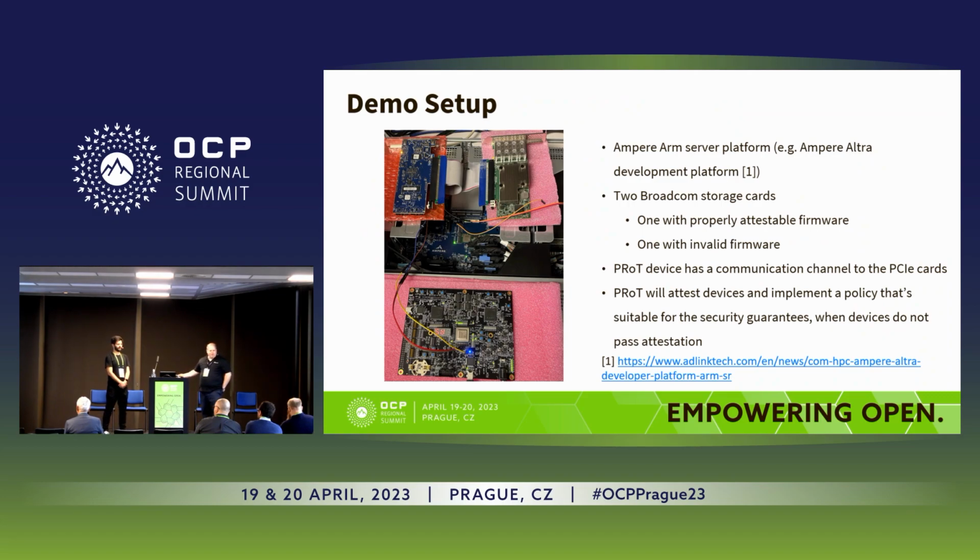If we take a look at the actual demo setup, as you can see, this is a normal engineering demo. We've basically taken a pre-existing system. It was an Ampere platform. And we have 2 cards that are plugged in, sitting right there. They're Broadcom storage cards. They're not the exact same card, but for all intents and purposes, you can consider them the same. One of them has a properly enrolled certificate. The other one does not. And that makes one of them attestable. The other one will have an invalid firmware.